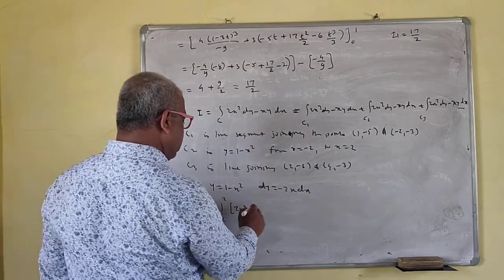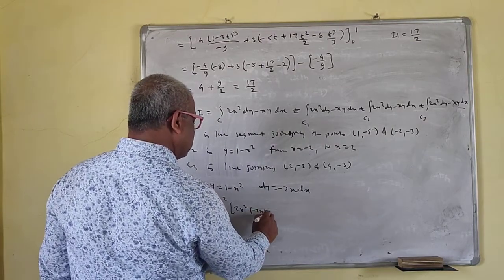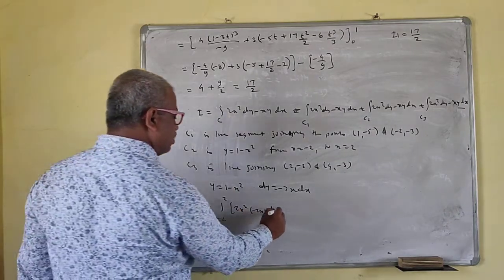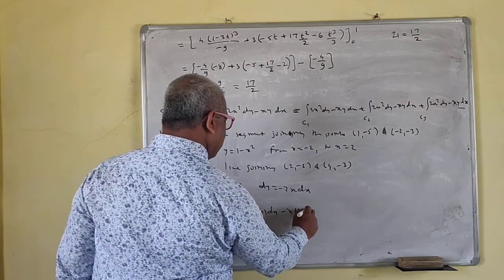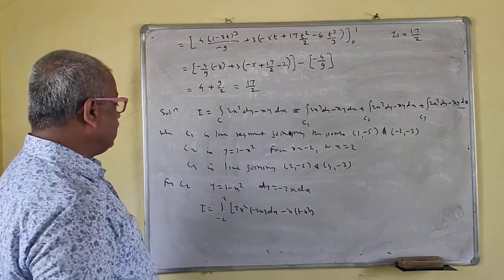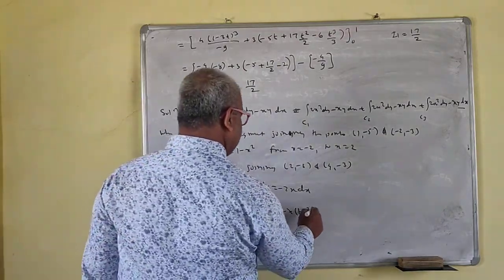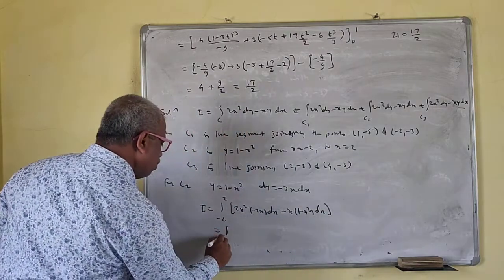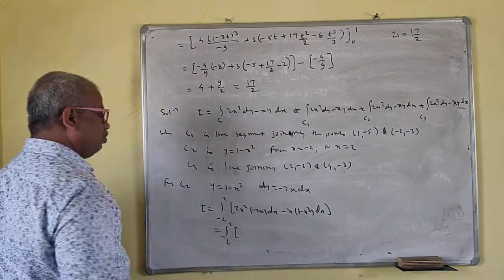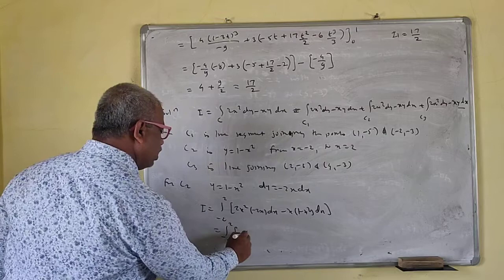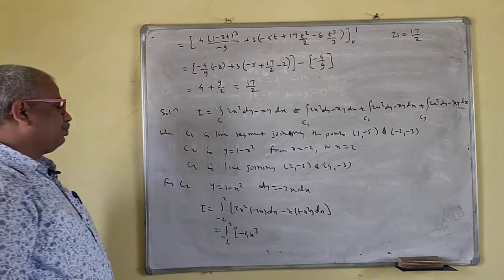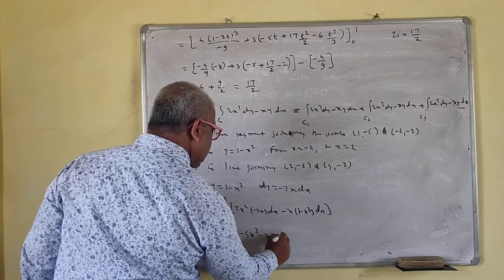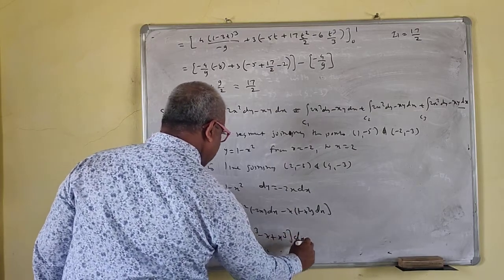Okay, what is your dy? dy is minus twice x dx. Minus x times y, what is y? 1 minus x square. What is dx? dx is dx now. So now this is from minus 2 to 2, so this is minus 4x cube. Okay, so this is minus x plus x cube dx.